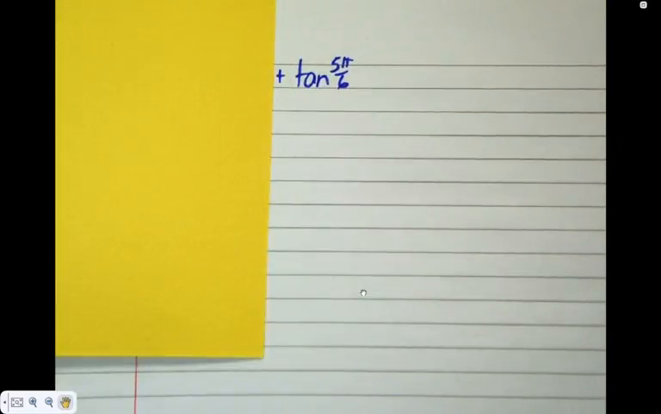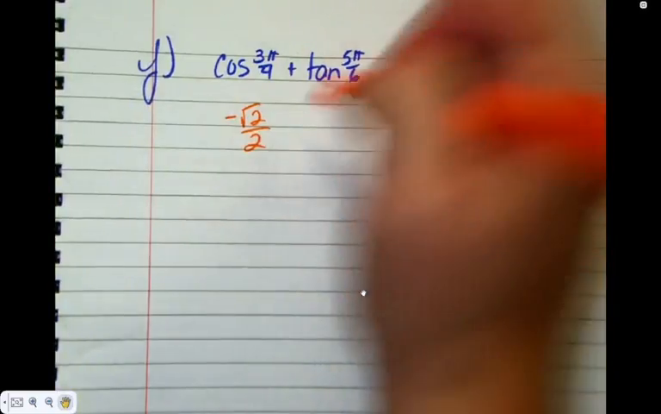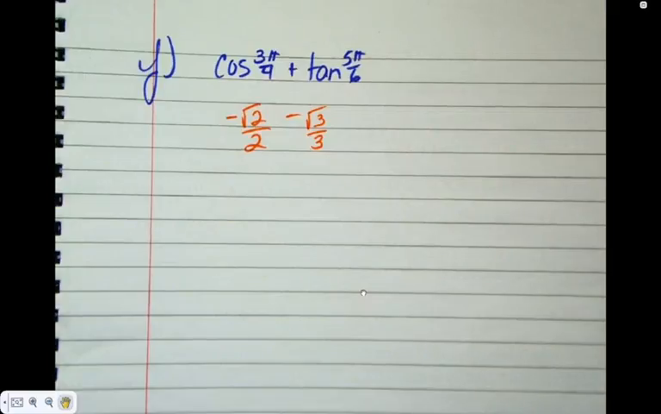Okay, so ignore what you did on the left. Now let's do the right. Write down the value of tan 5 pi on 6. Over here I heard negative root 3 on 3. Thank you, Andrew. Can we confirm that?